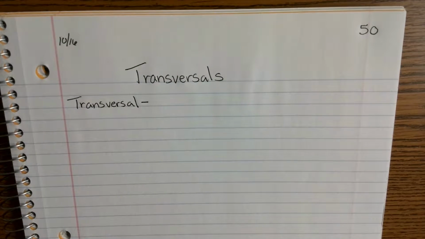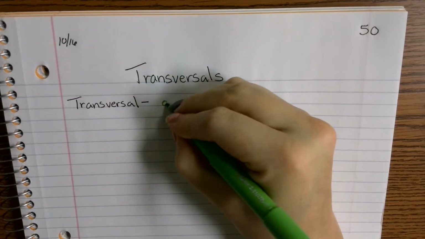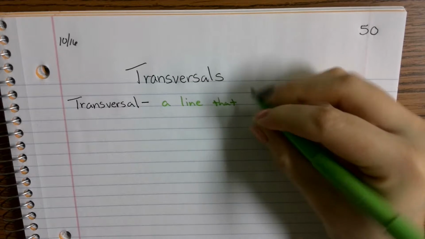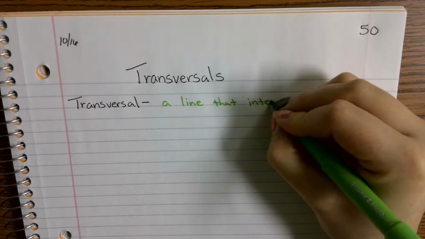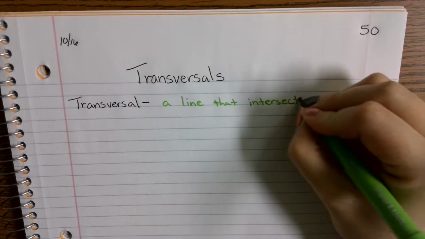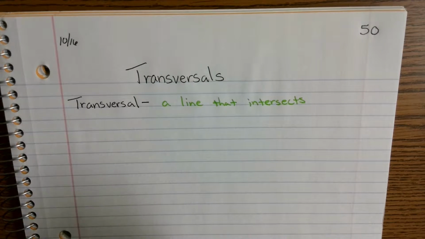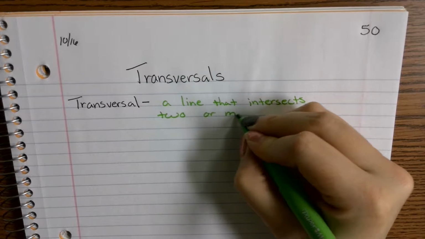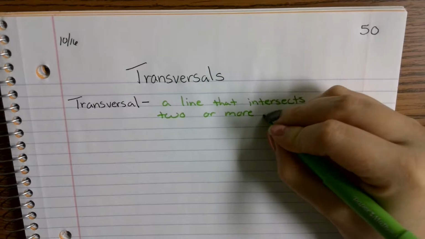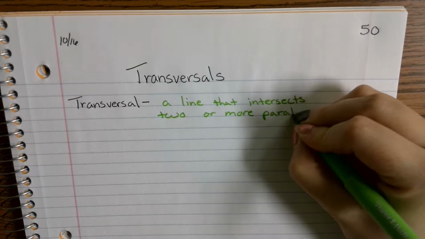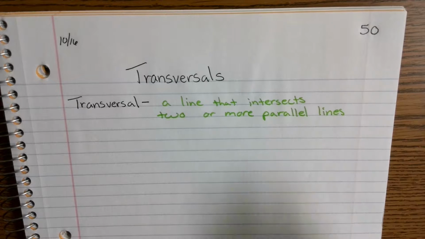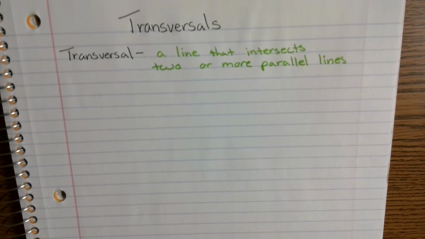So a transversal is a line that intersects two or more parallel lines. It's a line that intersects two or more parallel lines.